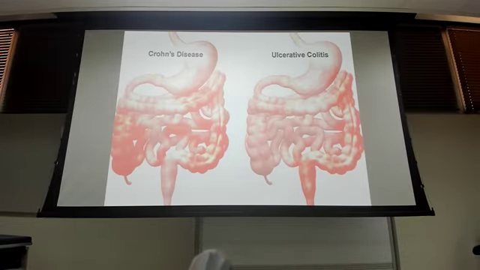So just a picture for the visual folks. As you can see, Crohn's popping up red there in different areas of the large bowel, whereas ulcerative always starting at the rectum and then moving proximally.